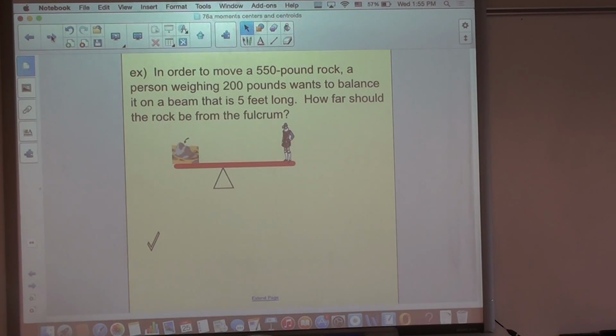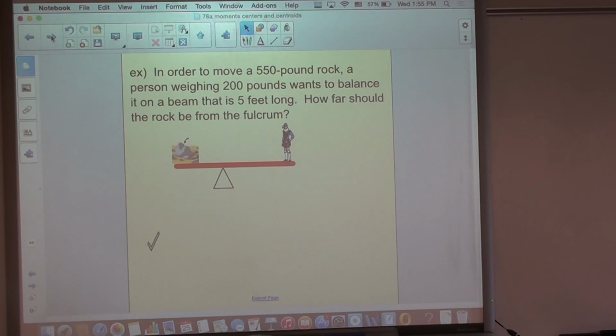Why do you keep dividing that? Oh, I see. Yeah, when they divide it. Okay, yeah, and this is correct. That's the distance the man is from the fulcrum. You need to subtract from 5 and then find the distance of the rock. Yeah, that's what I think too.